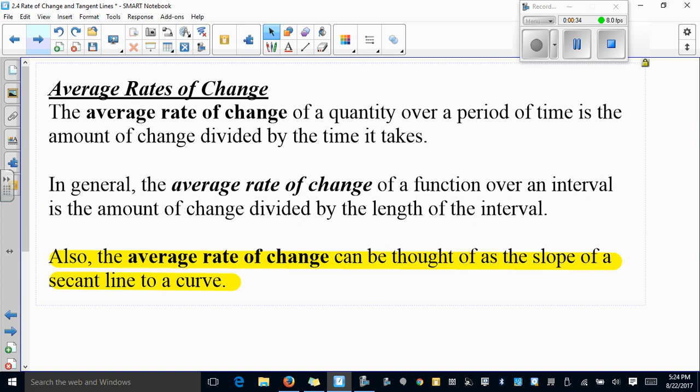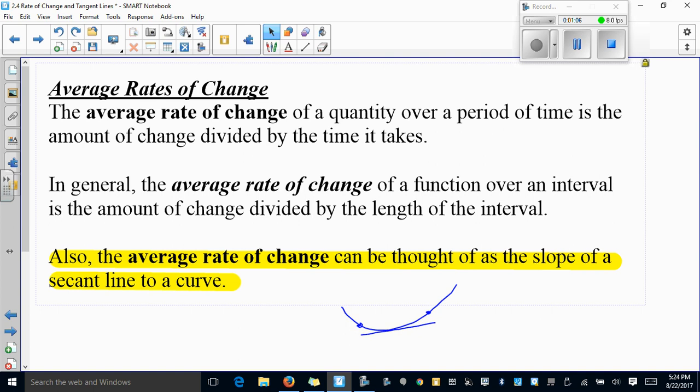Also, the average rate of change can be thought of as the slope of a secant line to a curve. So this is more likely what we're going to be doing: we'll have this curve and a point, and you'll calculate the slope of the secant line. Now keep in mind in calculus, what we want to do is take this curve here and move it down so that we get a tangent line. But we'll work our way there.